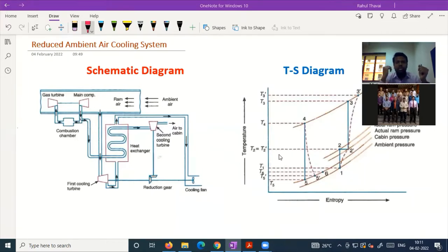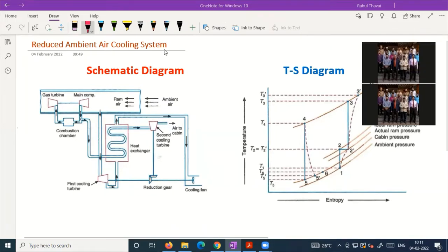Now in this lecture, we will initially see the reduced ambient air cooling system followed by the regenerative air cooling system. For these systems, we will see the schematic diagram as well as the TS diagram. So now let us start with the first one, that is reduced ambient.